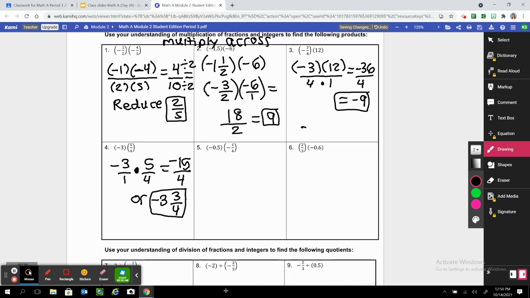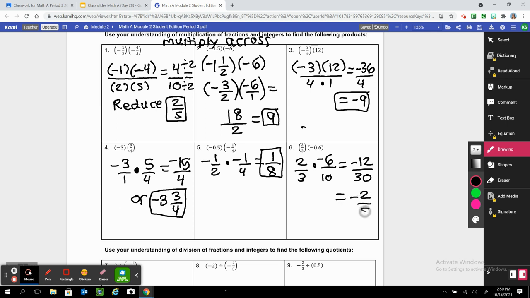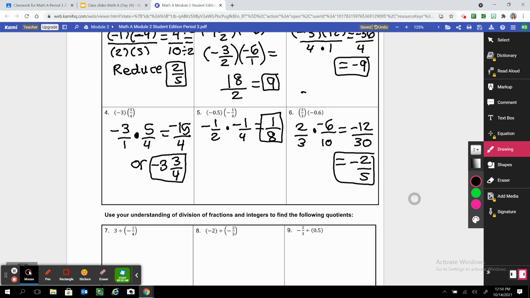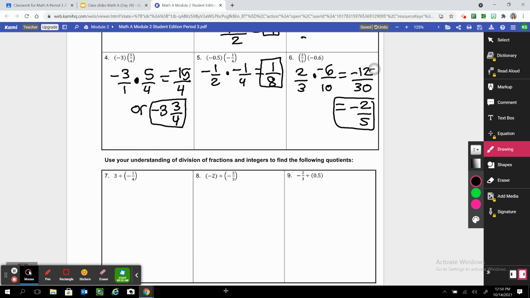All right, and then I'm going to change negative 0.5 into negative 1/2, and negative 1/4 is already a fraction. So negative 1 times negative 1 is positive 1, and 2 times 4 is 8. And we have 2/3 times negative 0.6, which is 6/10. And then 2 times negative 6 is negative 12. 3 times 10 is 30. And then I can simplify that fraction to negative 2/5 because I divided by 6. If you're wondering how I got that, divide top and bottom by 6 to get to 2/5.